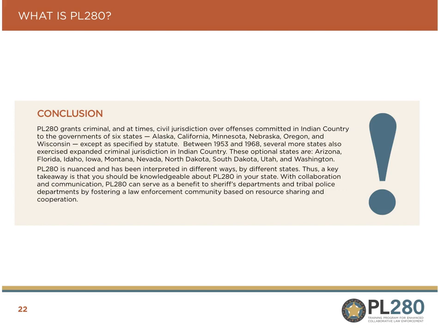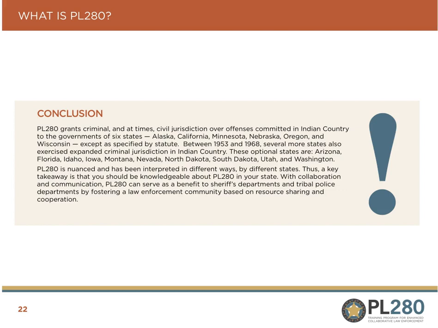In conclusion, PL280 grants criminal and at times civil jurisdiction over offenses committed in Indian country to the governments of 6 states: Alaska, California, Minnesota, Nebraska, Oregon, and Wisconsin, except as specified by statute. Thereby, the state government and federal government have concurrent jurisdiction under the General and Major Crimes Acts.